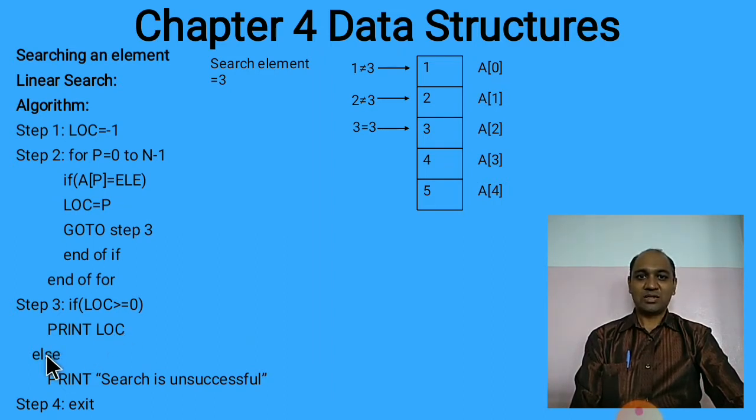Now let us take the case where the search element is not present at all. If I take 6 here, it is not present in the given list of data items. In that situation the else part will get executed and it is going to print search is unsuccessful, and then we'll go for exit. Now let us take a programming example so that we can understand how the linear search works. For that I will take you to my laptop screen.